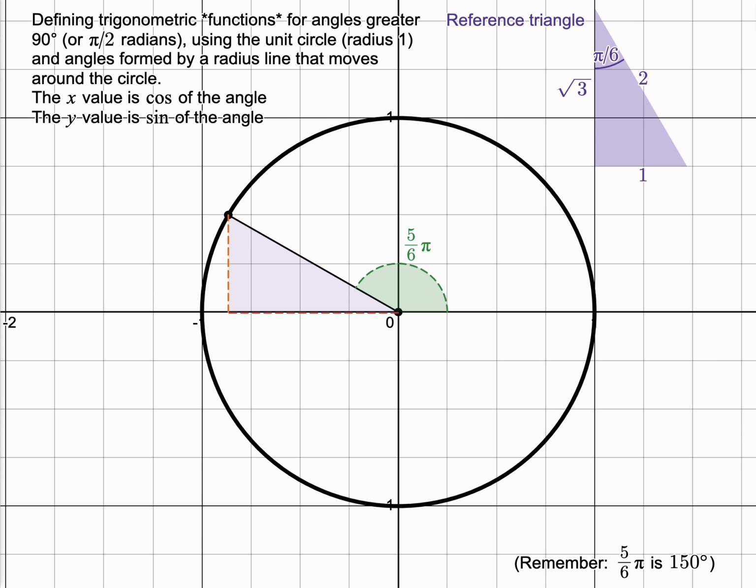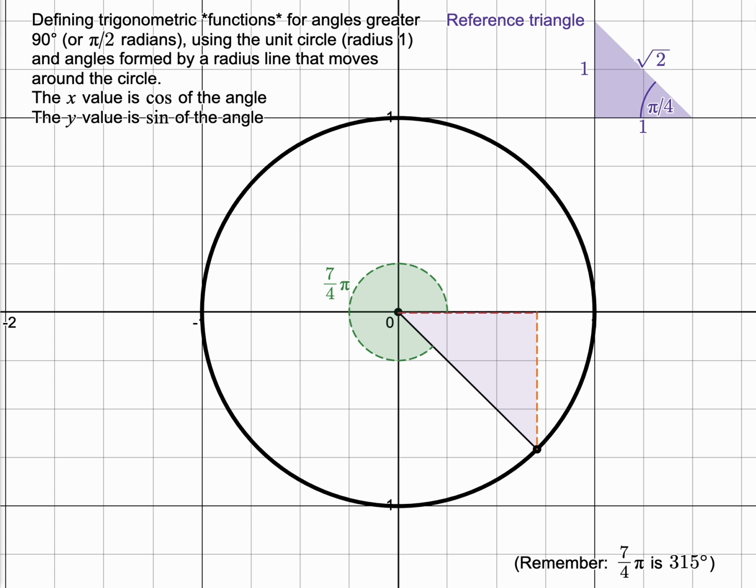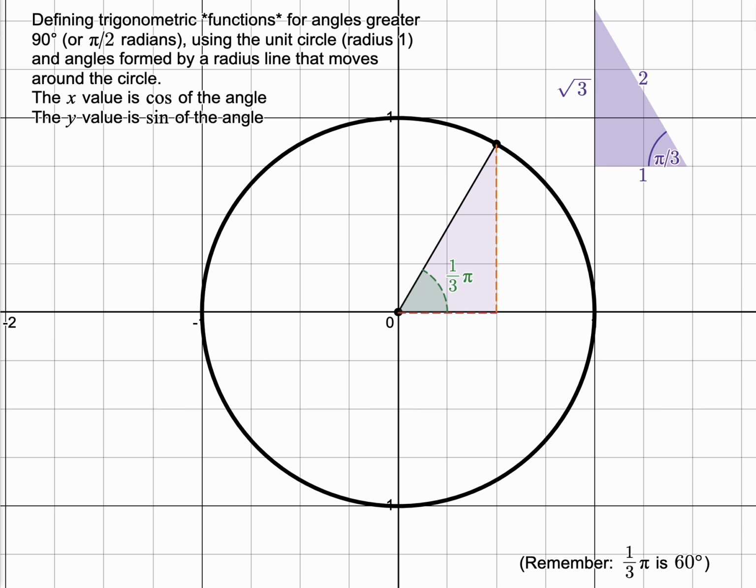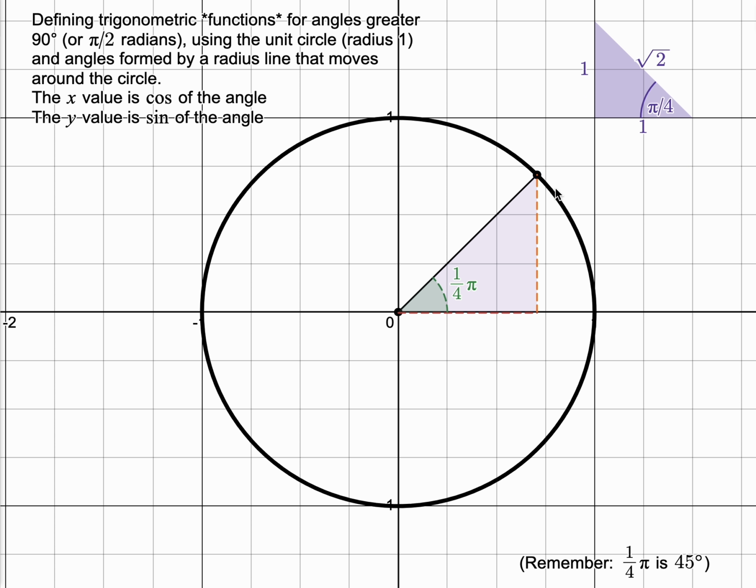No matter what the angle is, it's always going to be a triangle formed with the horizontal axis and a perpendicular line up to the coordinate which is the end of the radius. Going around, it's always the horizontal axis and always a perpendicular from the horizontal axis out to the point that the radius touches on the unit circle. Because it's a unit circle, the radius is 1. So the hypotenuse of that reference triangle is always 1.